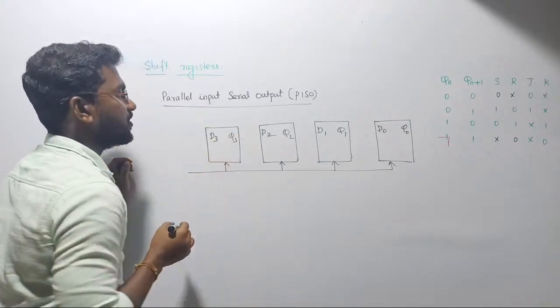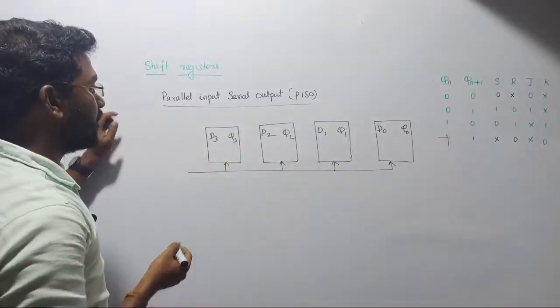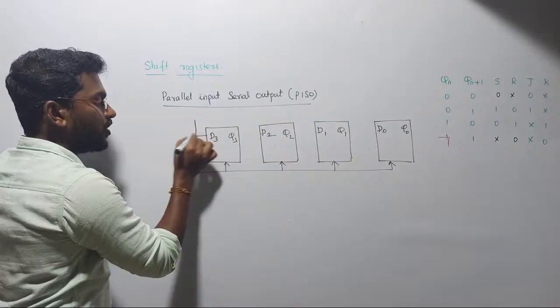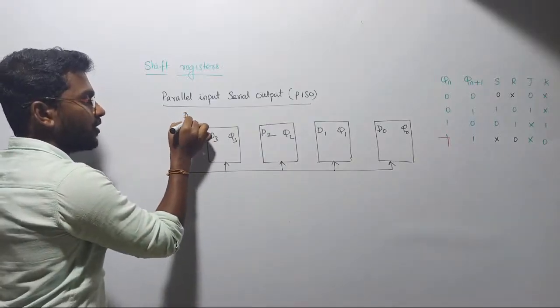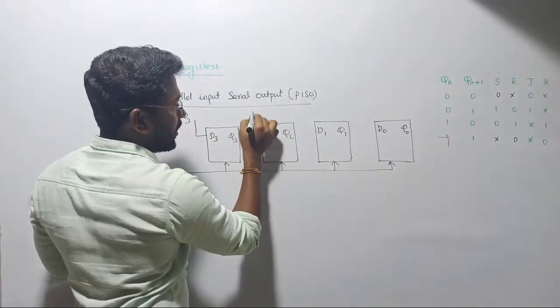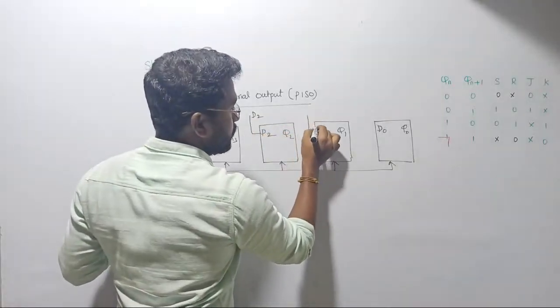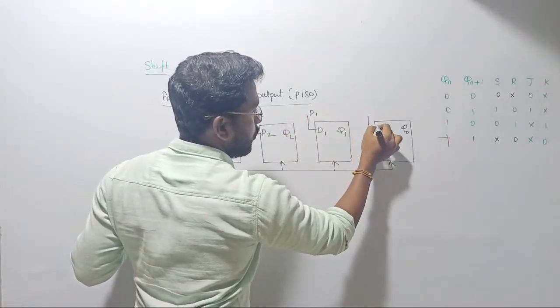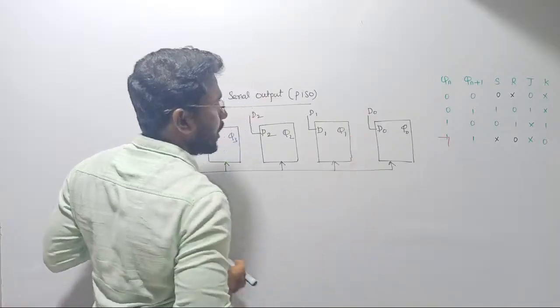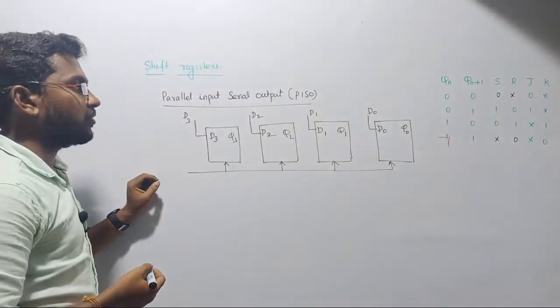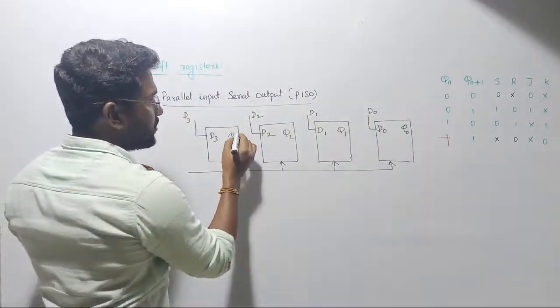Let me connect them. See, first of all, we are going to give parallel input. Parallel input in the sense, input for this flip-flop will be directly given from here. Input for this flip-flop will be directly given from here. Input for this flip-flop will be directly given from outside. Input for this flip-flop will be directly given from outside. You can register it just like that. But serial output means we should connect like this.